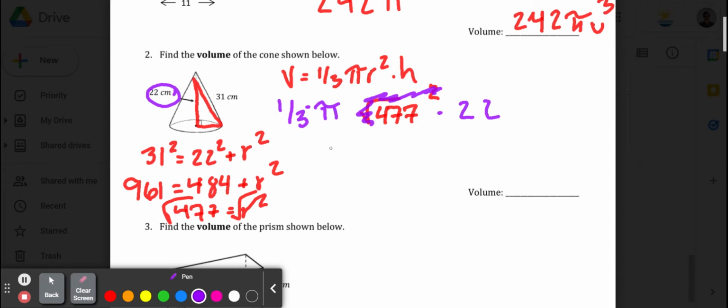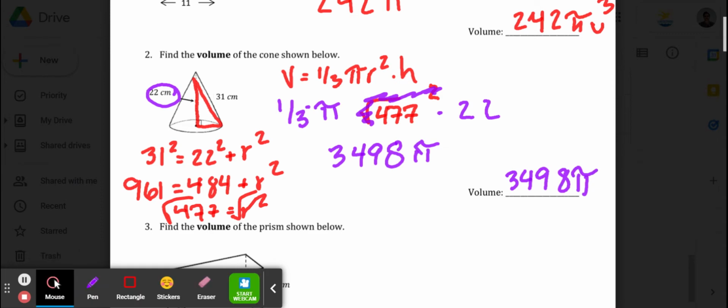And I actually end up with, let me just do that one more time. I might have slipped my finger. Yep, that's right. So I got 3498. So that was 477 times 22 divided by 3, and then pi. And so we can leave it in terms of pi again. Getting all these great numbers.